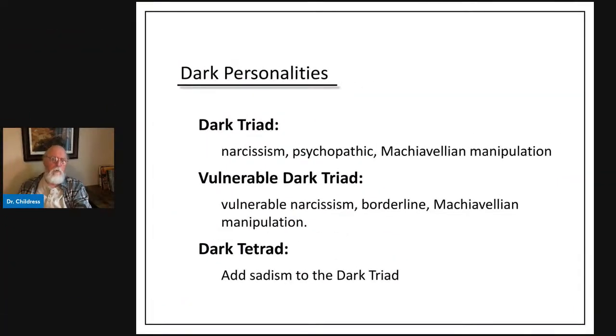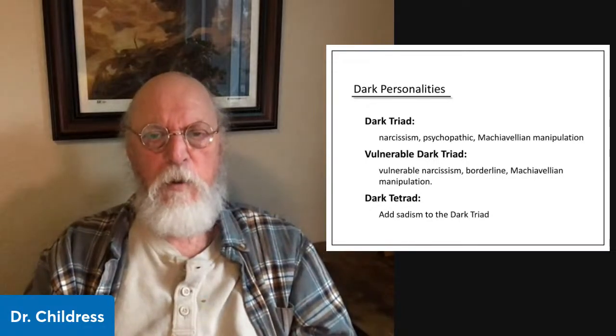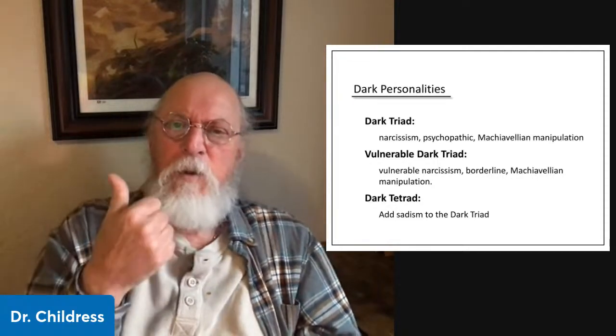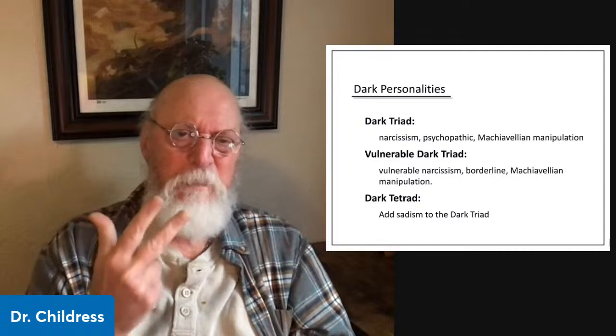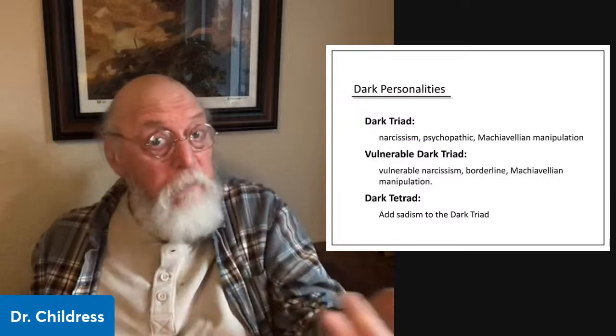Then we have the vulnerable dark triad, which was identified next. This is vulnerable narcissism instead of grandiose narcissism, borderline personality pathology, and Machiavellian levels of manipulation. And then if we add sadism to the dark triad, we get the dark tetrad. So that's the most malevolent human on the planet. These dark personalities are, but the dark triad and dark tetrad specifically are extraordinarily malevolent. Think about it. Narcissistic, psychopathic, manipulative, and sadistic. Yeah, that's pretty bad. And that's who we have in the family courts.